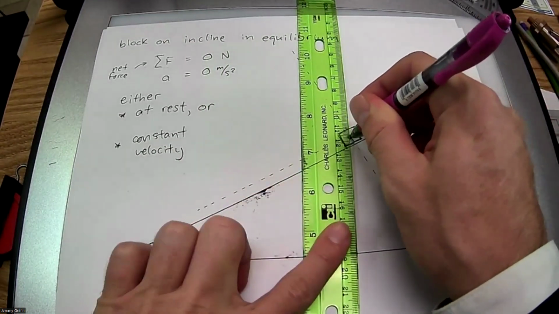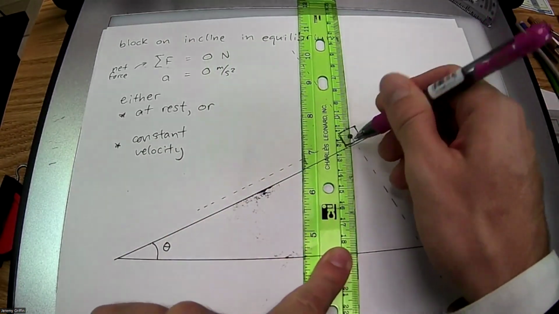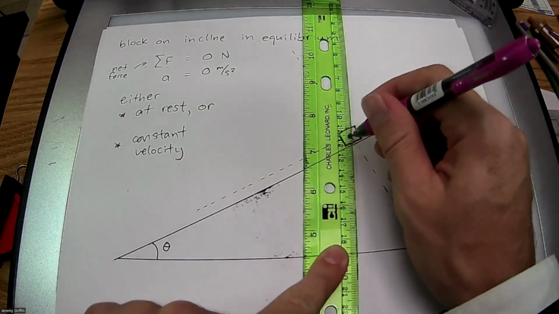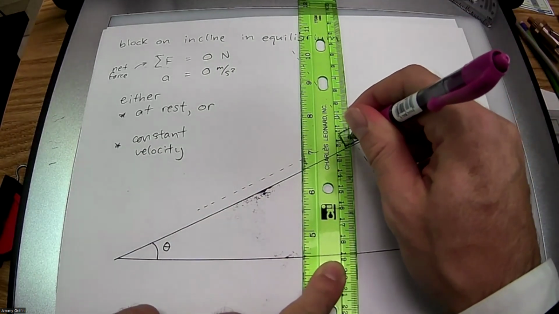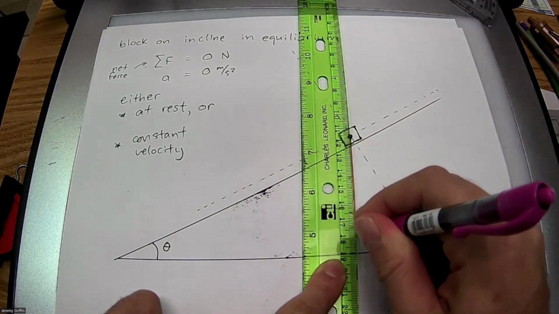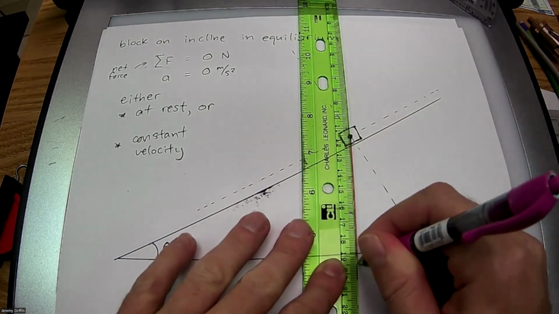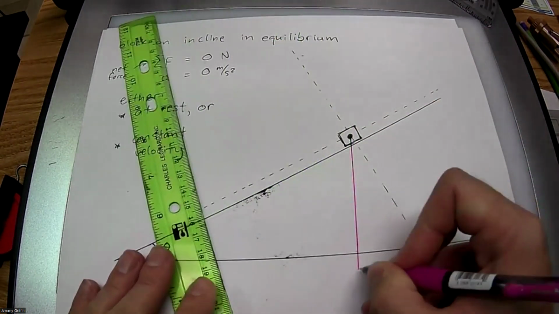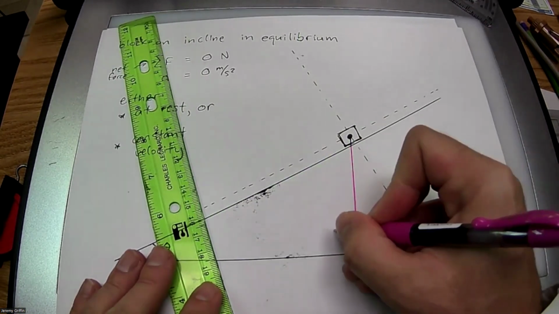Let's draw the weight. Guys, does gravity pull straight down? Yep, gravity pulls straight down. So let's go straight down. It's about like that. Okay, and I'll label that force.